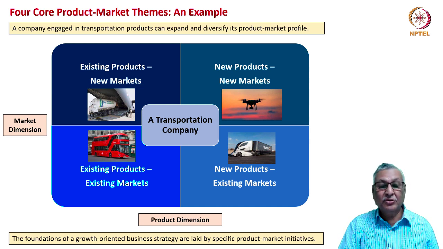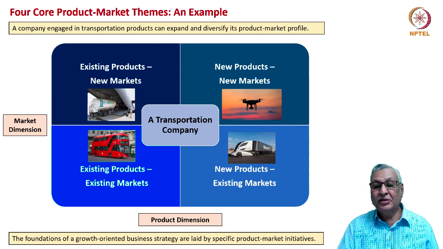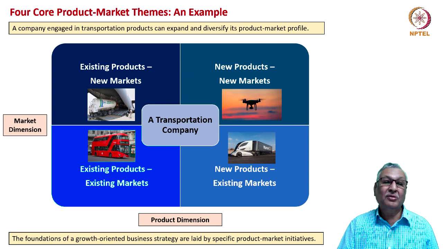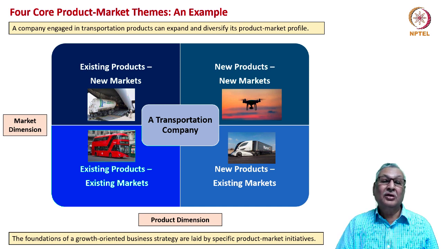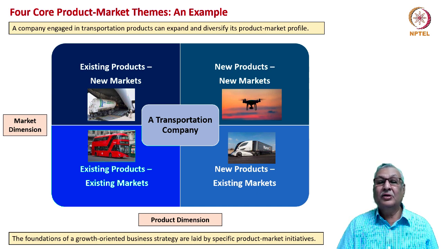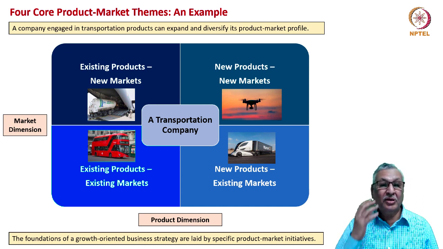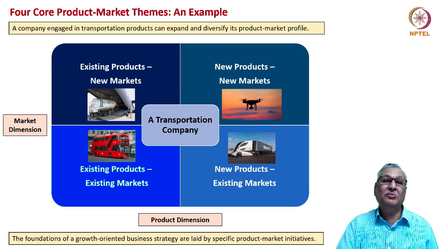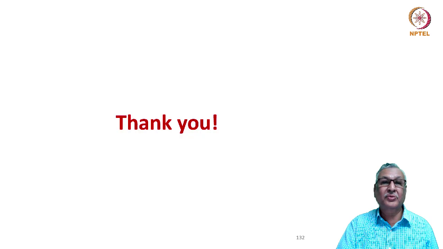The foundations of a growth-oriented business strategy are therefore laid by specific product market initiatives. We have seen that this grid is applicable for something as technologically novel as Smart Plus and is equally available and applicable for an established product such as an automobile. So this product market theme must be embedded in our strategic thinking for us to address the business plan, business strategy requirements of any company.